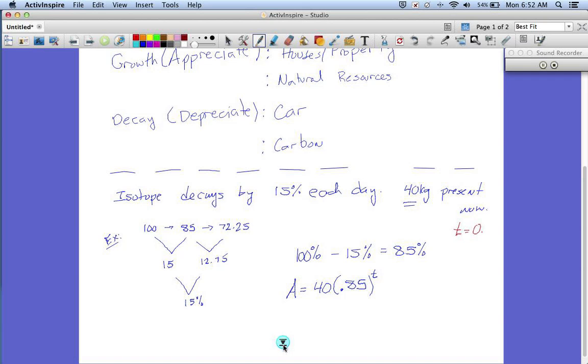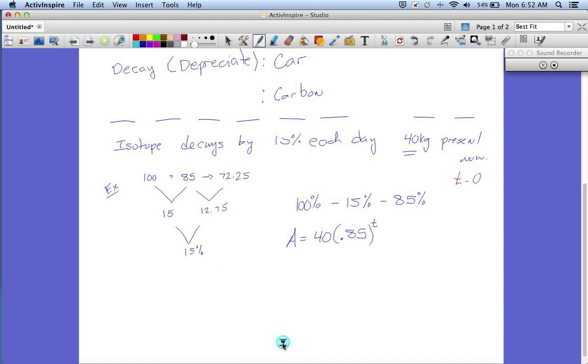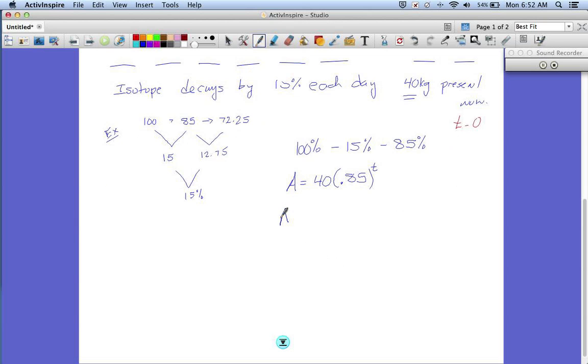So we can now at this point answer a couple questions if we'd like. The first question will be how much is remaining after 6 days? So we can just go and A of 6, the amount remaining after 6 days, equals 40 times, well, I lost 15% each day for 6 days. And if we check our calculators, that'll come out to 15.1 kilograms. Okay, and this is 6 days of decay.